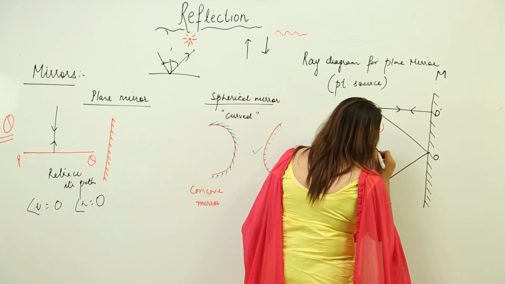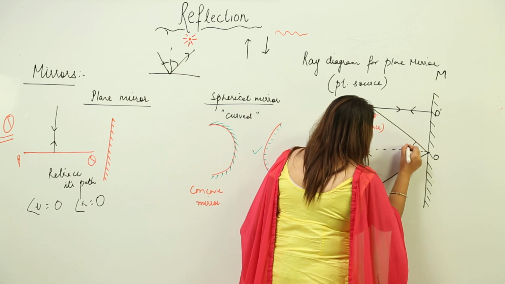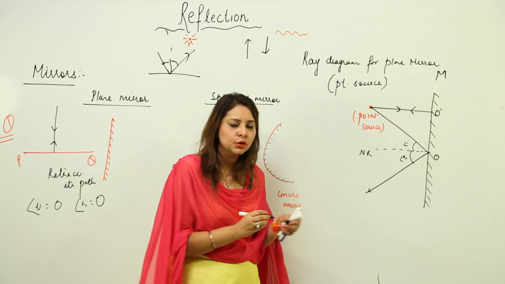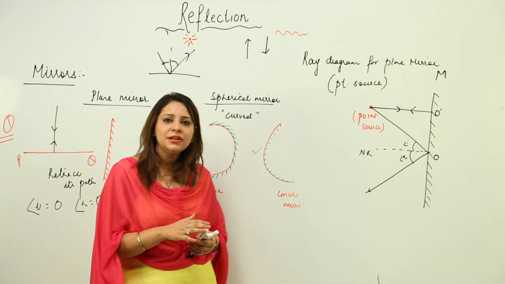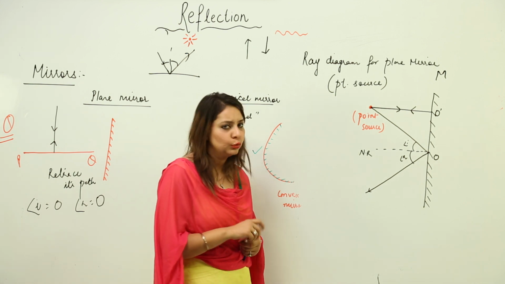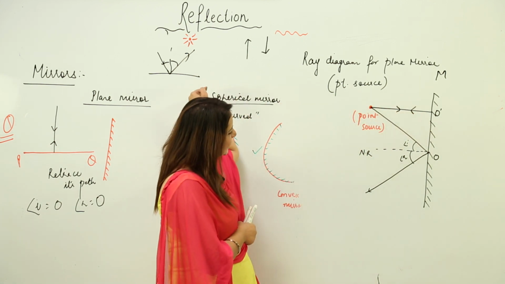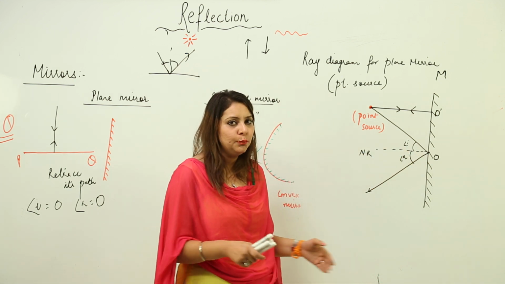Let's draw a normal ray. Let this be the normal ray. This is the angle of incidence. This is the angle of reflection. So do you see that the reflected rays are meeting at any point? No, we can't see, because one reflected ray is being reflected in this direction and the other reflected ray is moving in this direction. They are not meeting at any point.